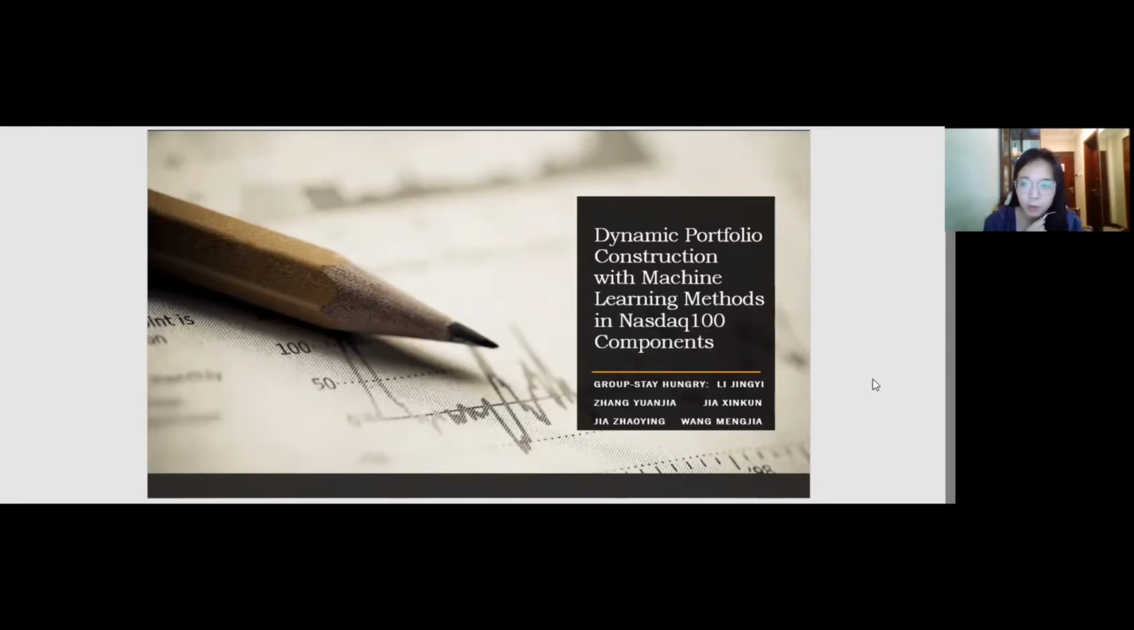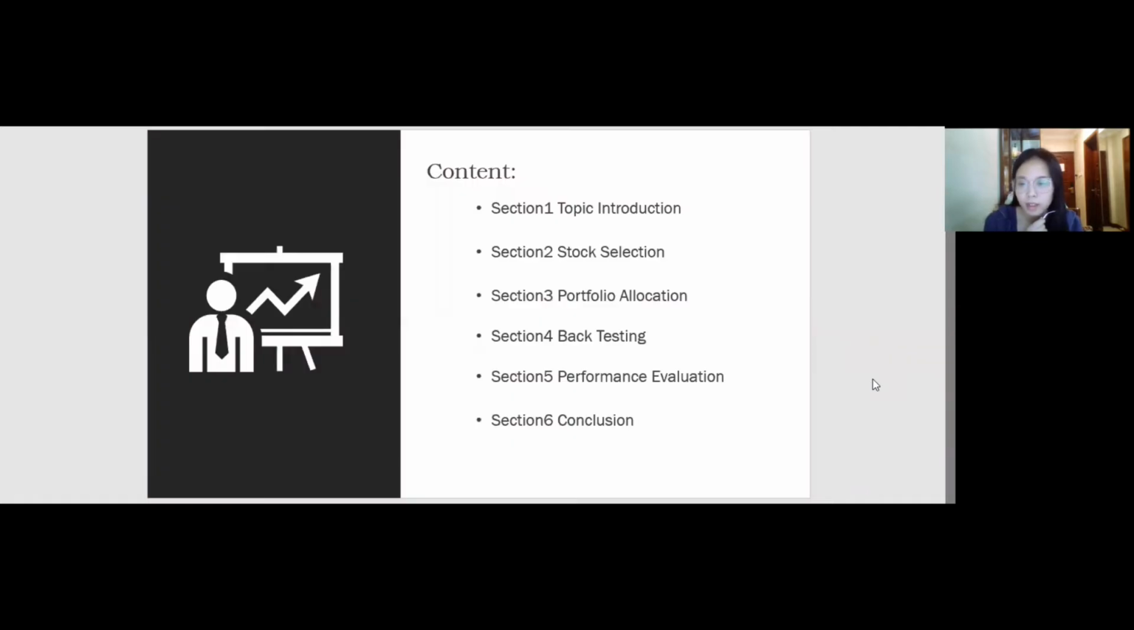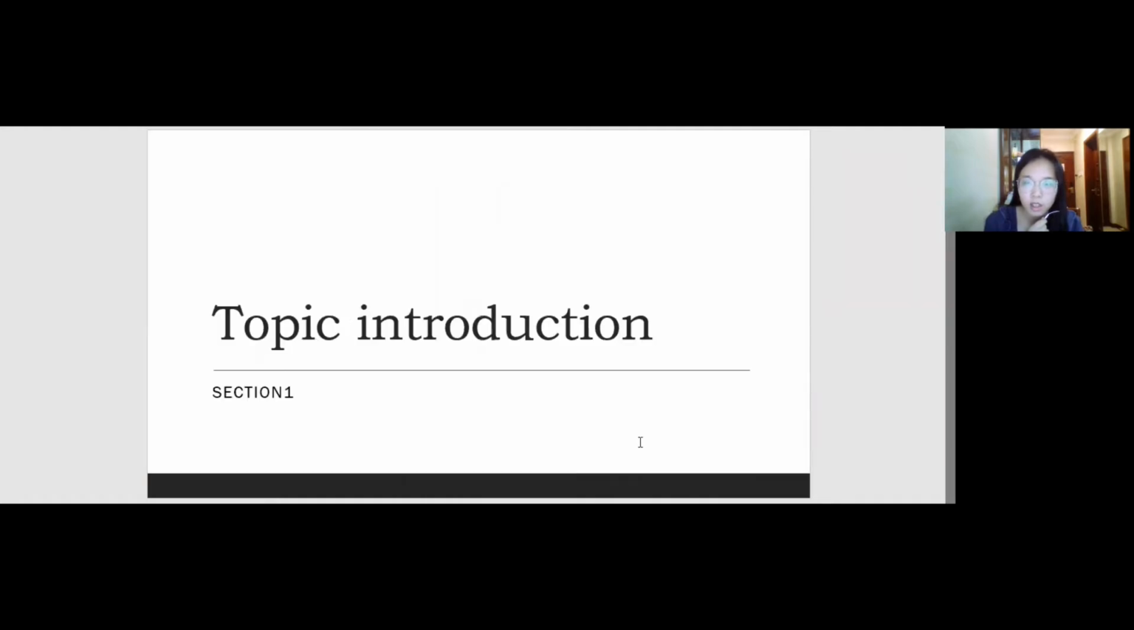Today our project topic is dynamic portfolio construction with machine learning methods in Nasdaq 100 components. Our main content consists of introduction, stock selection, portfolio allocation, backtesting, performance evaluation, and the final conclusion. First, let me introduce our core investment idea and data to you.